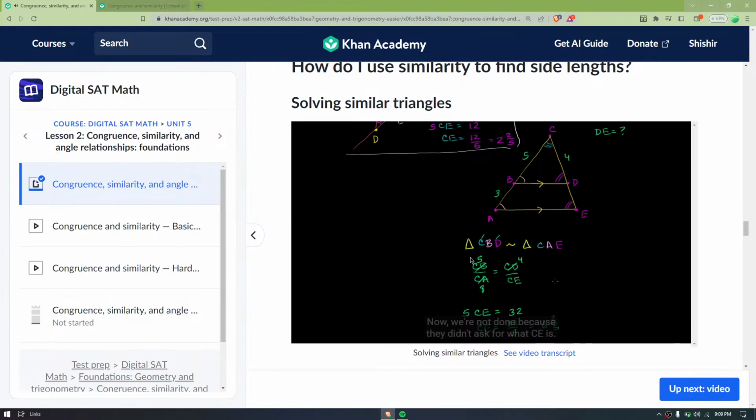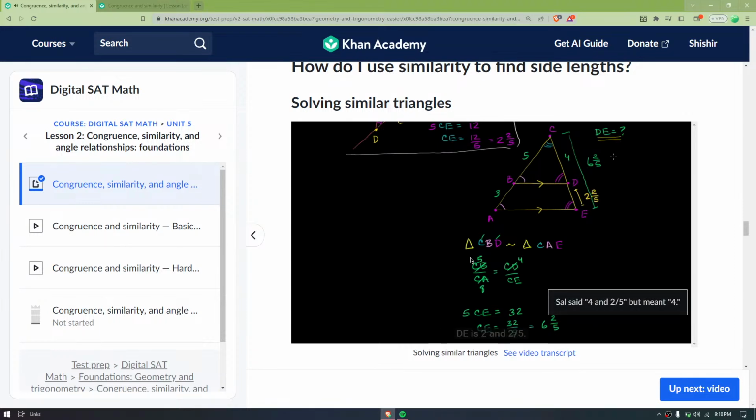Now we're not done, because they didn't ask for what CE is. They're asking for just this part right over here. They're asking for DE. So we know that this entire length, CE right over here, is 6 and 2/5. And so DE, what we actually have to figure out, is this entire length, 6 and 2/5, minus 4, minus CD right over here. So it's going to be 2 and 2/5. 6 and 2/5 minus 4 and 2/5 is 2 and 2/5. So we're done. DE is 2 and 2/5.